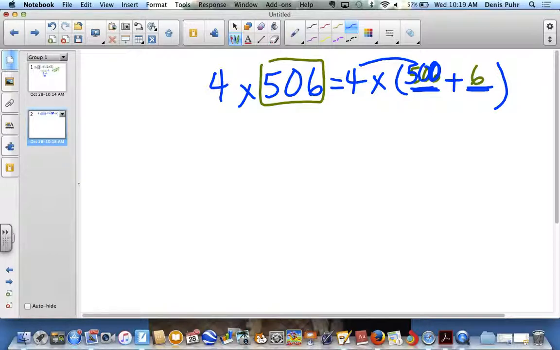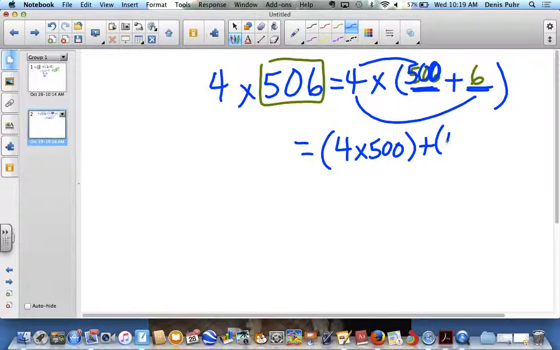So then the 4 goes to visit the 500, then the 4 goes to visit the 6. So on the next line on your homework, it looks like this: 4 times 500 plus 4 times 6. Because that 4 is being multiplied by the 6, and the 4 is being multiplied by the 500. Call that the distributive property. Anytime a number is outside those parentheses, you multiply.